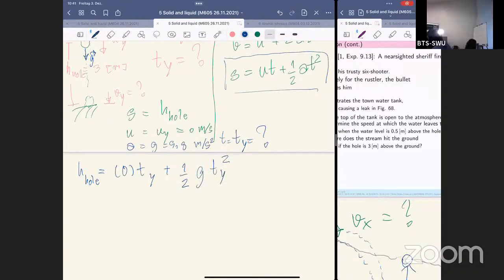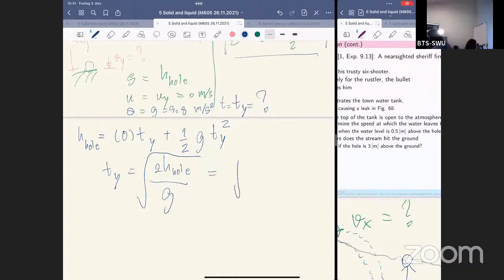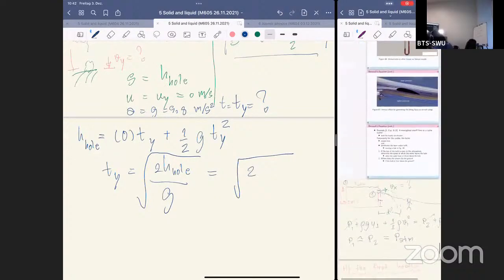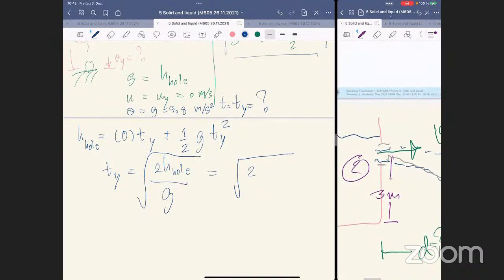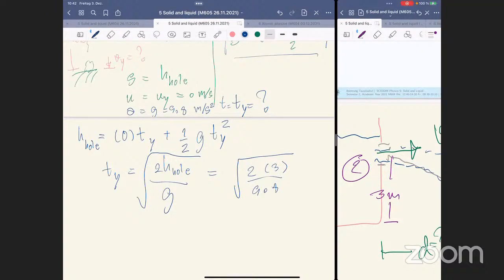So if you solve this, you will get ty equals the square root of 2h hole divided by g. What is the height of the hole? It's 3 meters, and here is 9.8. If you put it into the calculator, you can get 0.7825 second, right? It's in seconds.